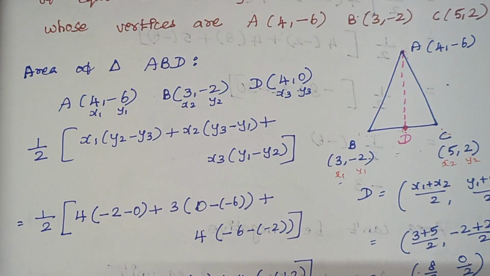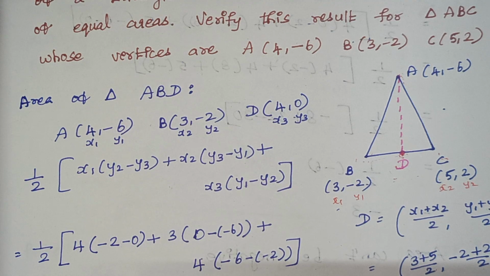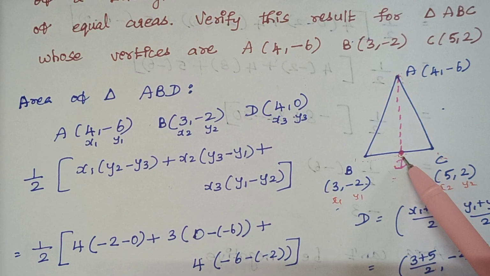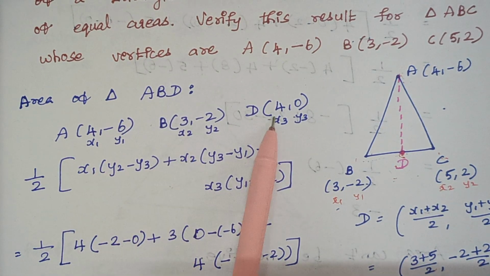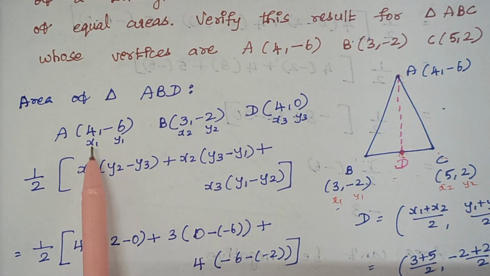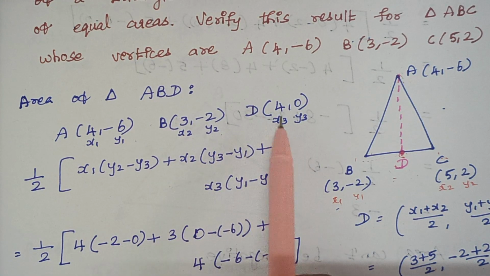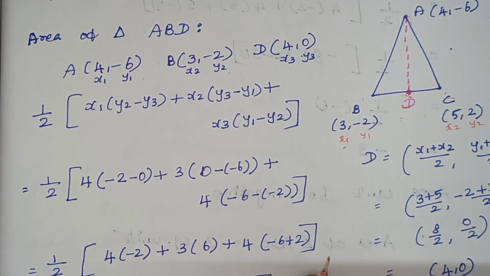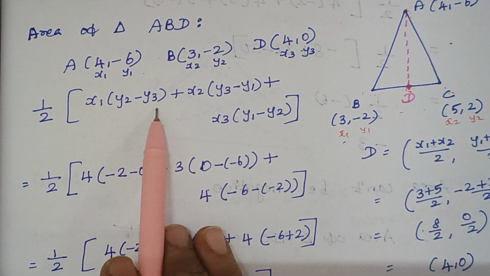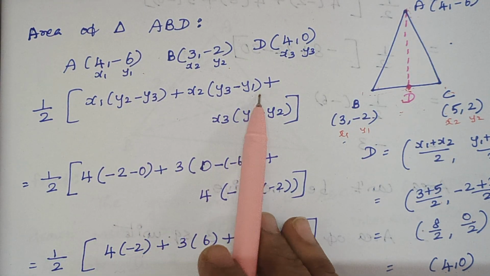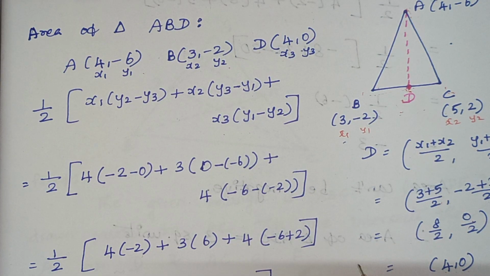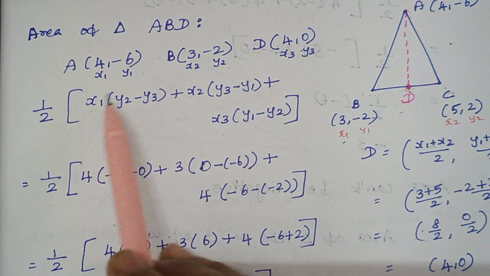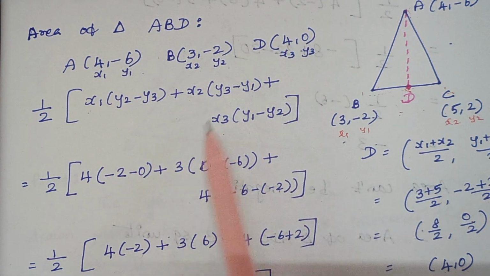So now we have calculated D, so we can easily calculate the area. First I am considering the triangle A, B and D. So this is A, this is B and D we have just calculated. A gives x1, y1, B gives x2, y2 and D gives x3, y3. What is the area of the triangle formula? It is given by half of x1 times (y2 minus y3) plus x2 times (y3 minus y1) plus x3 times (y1 minus y2). Now we are going to substitute the values. x1 is 4, x2 is 3 and x3 is 4.